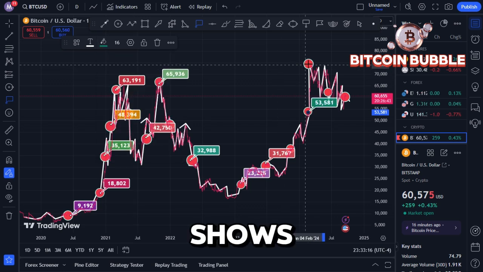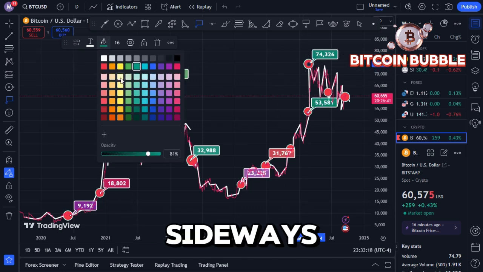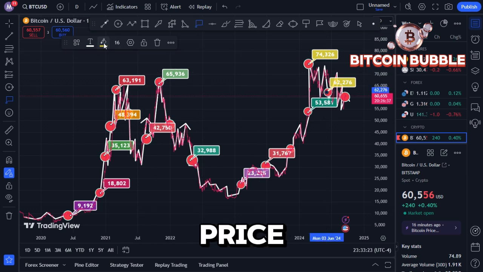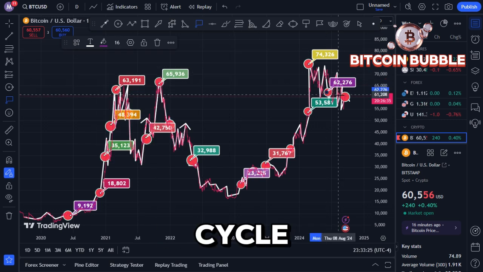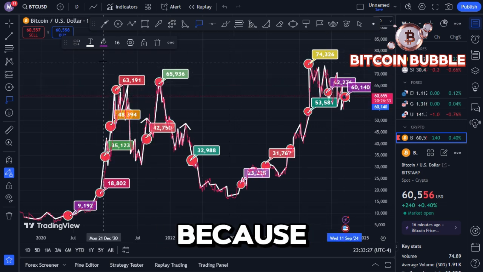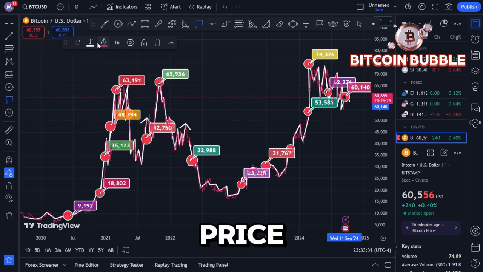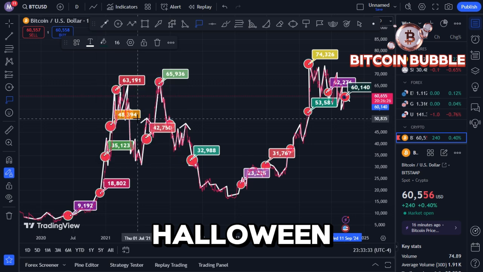So this red box shows where we are going back, mostly moving sideways, and will stay that way for up to 160 days after the halving. Price would then move into the parabolic phase of the cycle at that point in the past, because after reaccumulation we see the post-halving parabolic rise. The price goes up in a parabola after the halving.